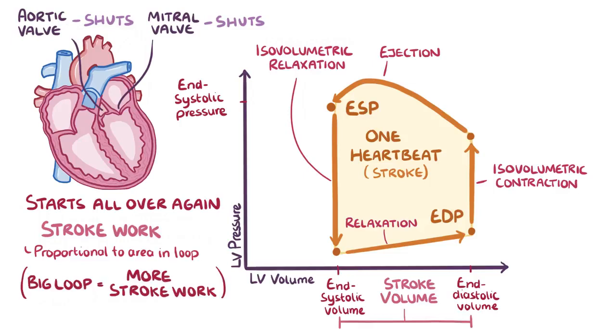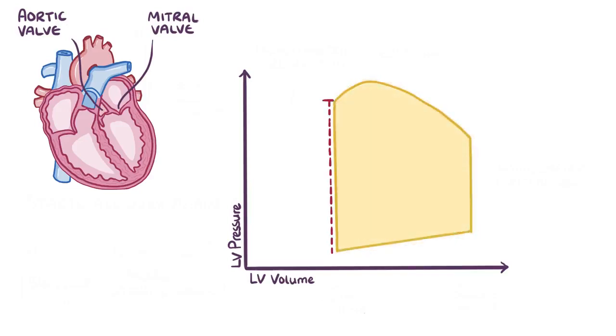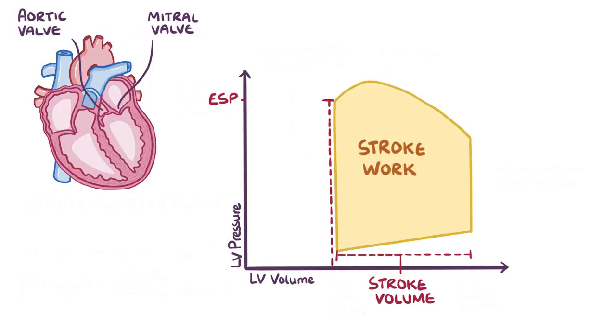is being done. Sometimes this is shown as a box, which is basically just drawn over the top of the pressure volume loop, and it looks like this. The vertical dimension of the box is the distance from the x-axis to the end systolic pressure, and the horizontal dimension is the stroke volume. So in terms of stroke work, it would be the area inside the box. And the box isn't exactly the same as the loop, but it's a good approximation.